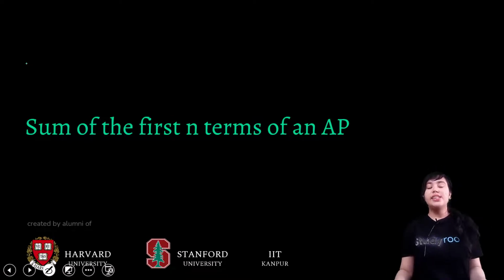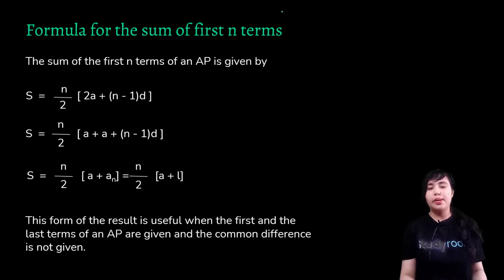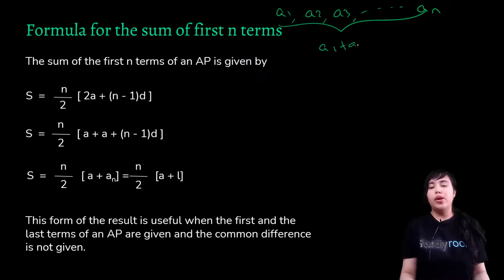Now let's study the sum of the first n terms of an AP. You already know how we are going to represent the terms of an AP. We have A1, A2, A3, so the nth term is AN. Now what about finding the sum of these n terms? You're going to basically calculate A1 plus A2 going on till AN.